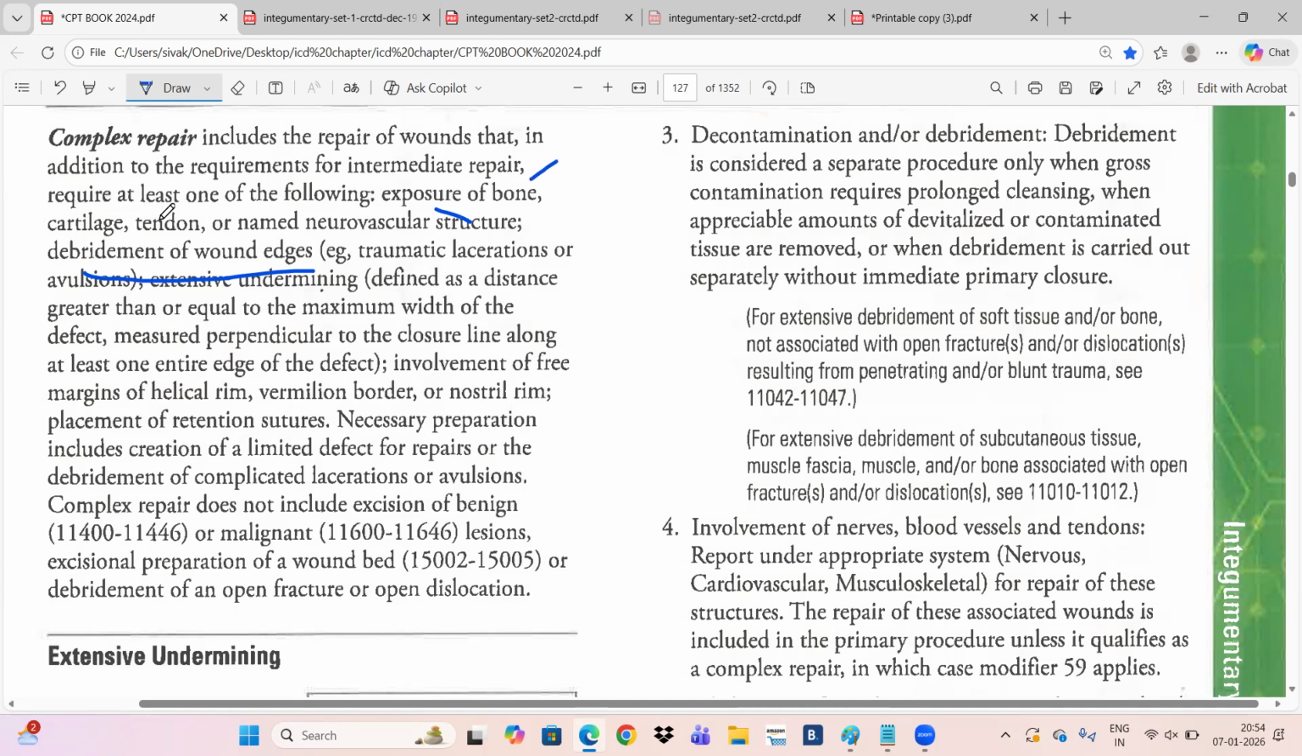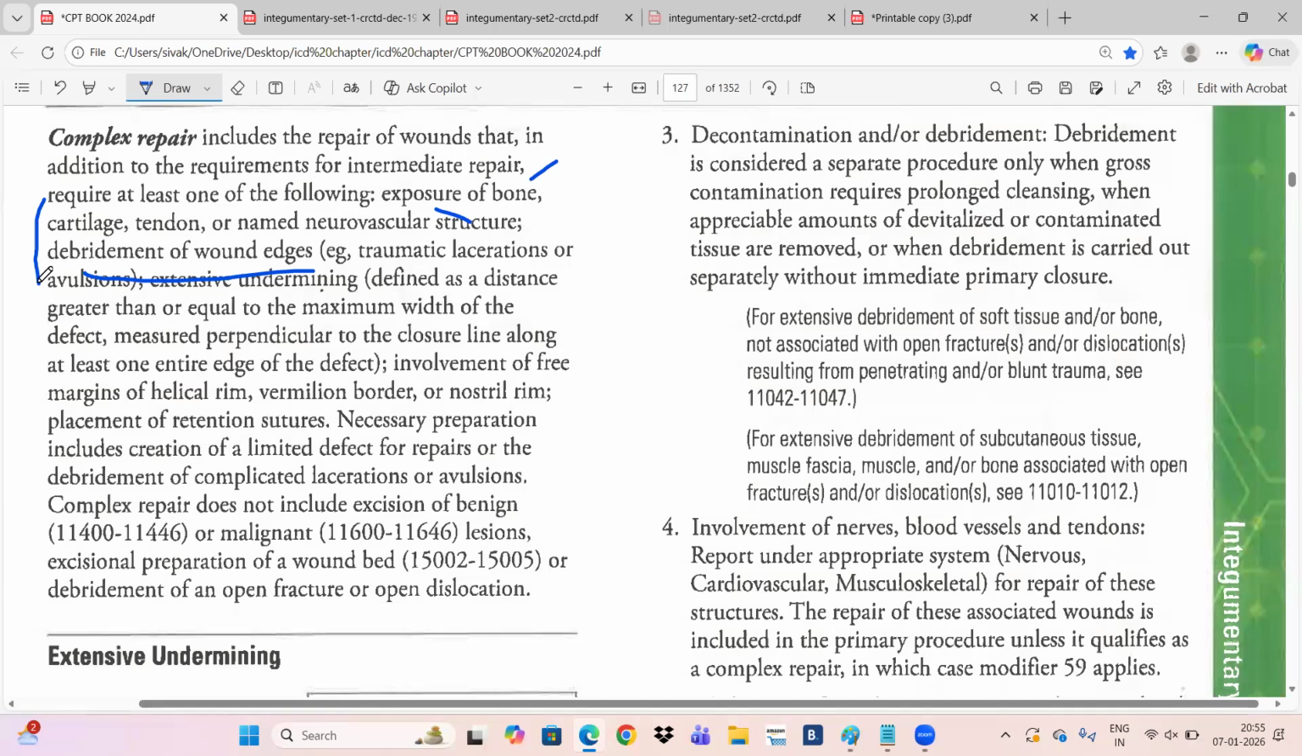Additionally, require at least one of the following. Whatever they perform up to intermediate, we need to append here. Include the repair of wounds that, in addition to the requirement of intermediate repair, have these additions. Remaining guidelines should be the same for intermediate and complex. These should be additions, like depth should be bone or tendon or cartilage, and they perform the debridement of wound edges. Otherwise we need to go with intermediate repair. Clear?